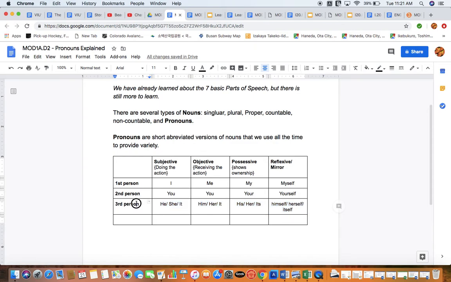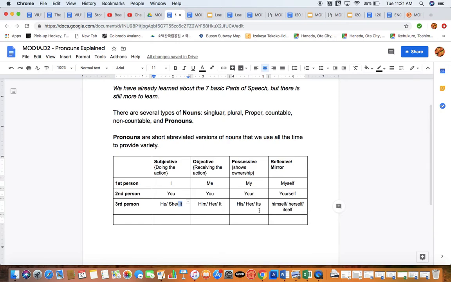And so in the third person, this is kind of like you're looking from the outside and watching someone else do something. You're watching that third person do something. For male people or animals, we have he. Female, we have she. And then gender neutral, we have it, right? For the subjective. Then for objective, him, her, it. Again, it doesn't change there.